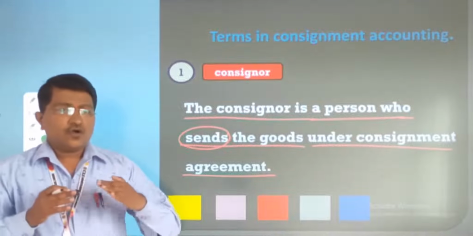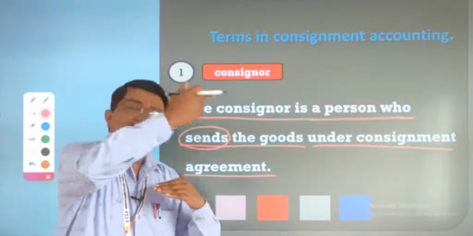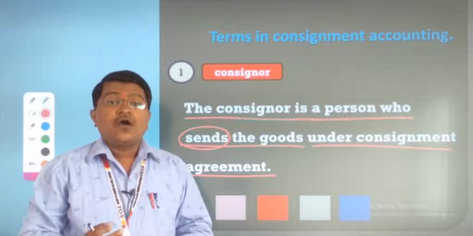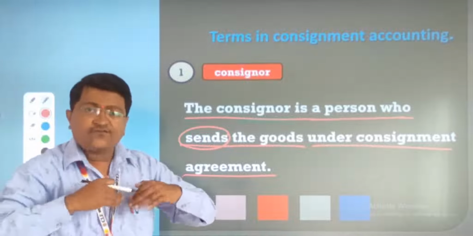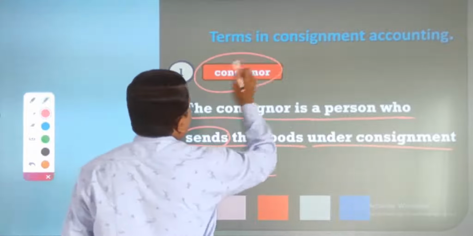So the consignor is a person who sends the goods under consignment agreement, and that goods should be sold on behalf and at the risk of the consignor himself.